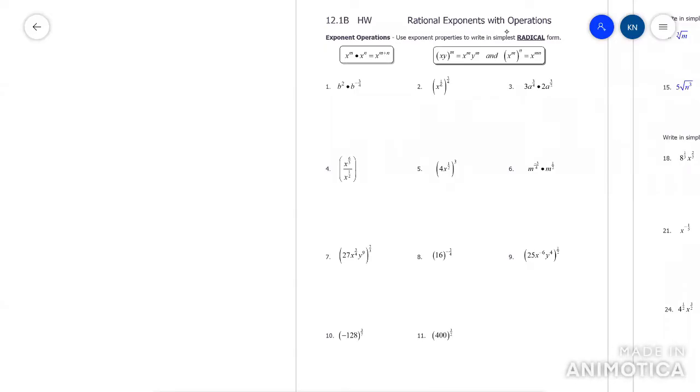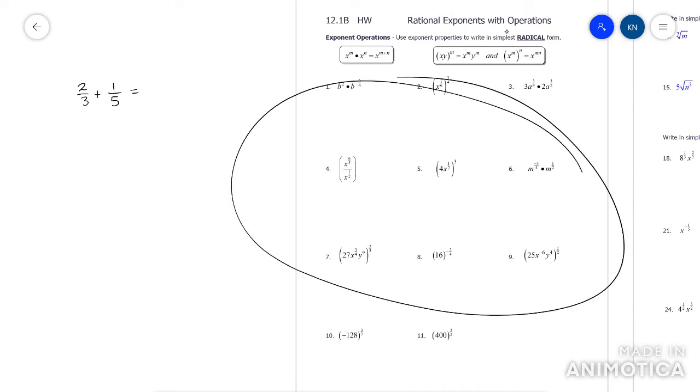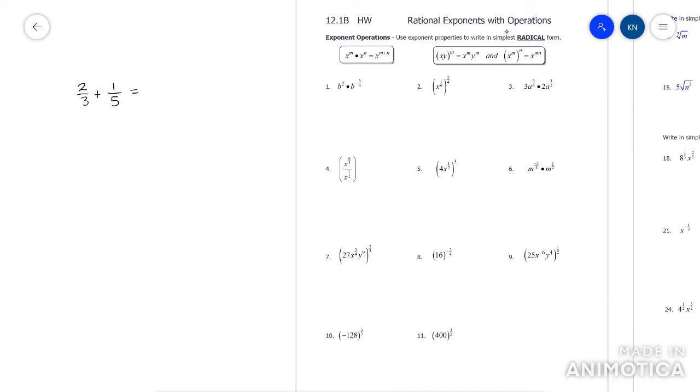All right, this video is going to go over 12.1b, which is more rational exponents, but now we're going to be doing operations like multiply, divide, that kind of thing. In order to do this, you have to be decent at adding and subtracting fractions. So if I asked you what 2/3 plus 1/5 was, if you can't answer that, you can't do this. So the key to doing fractions is getting a common denominator.